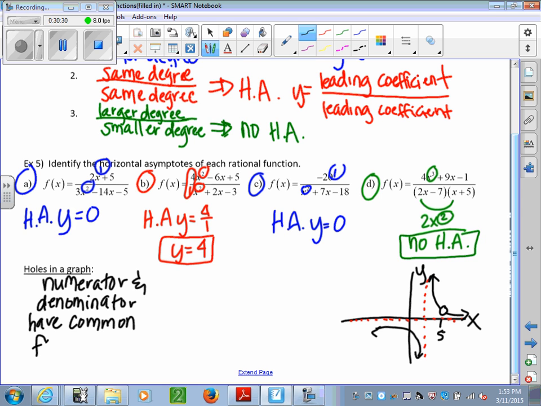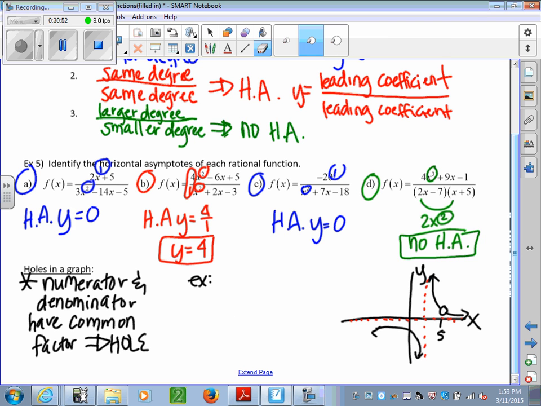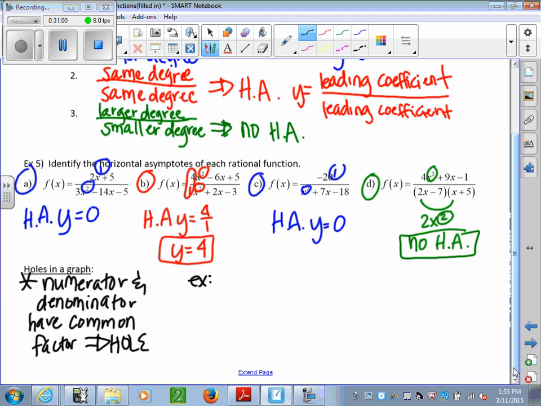So let's do an example of this. The rule is, if your numerator and denominator have a common factor, this is what gives you a hole. Okay, so an example. I'm going to leave this little photograph, it looks like a graph with a hole. Alright, example. If we had x squared plus 2x minus 15 divided by x minus 3.